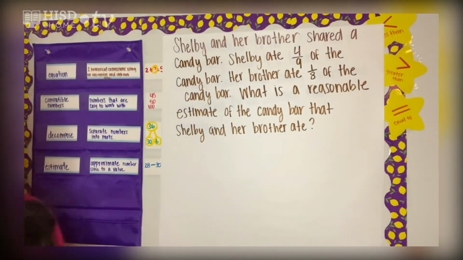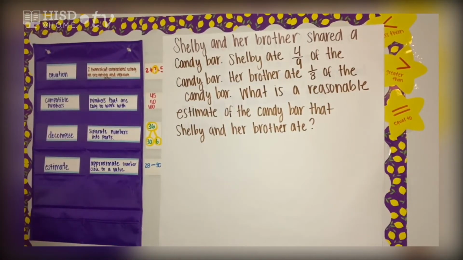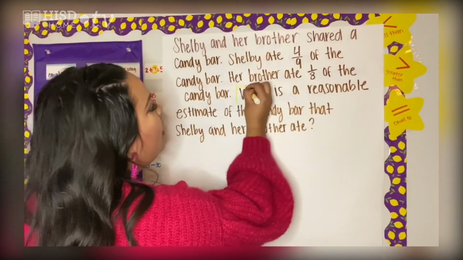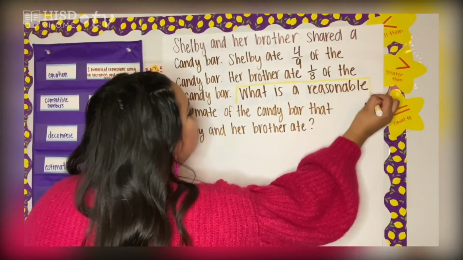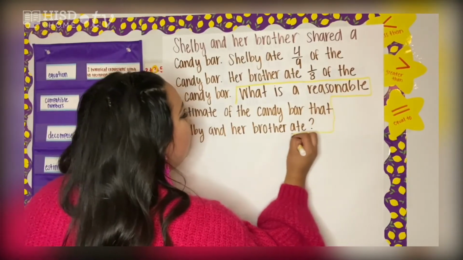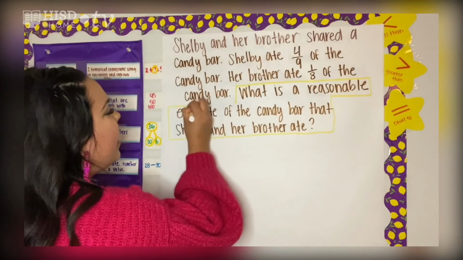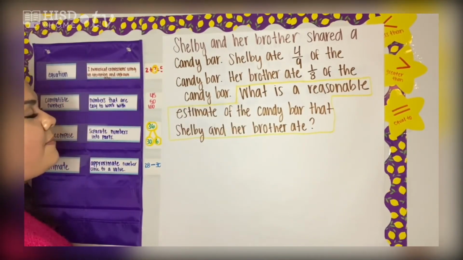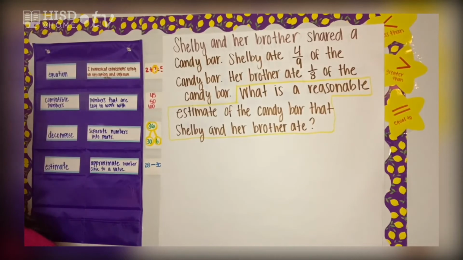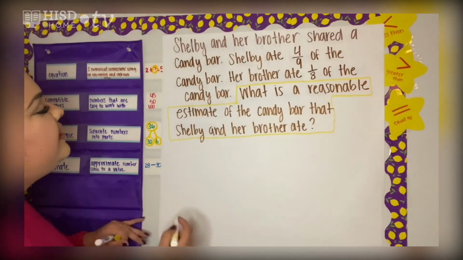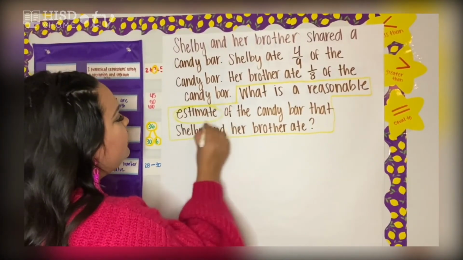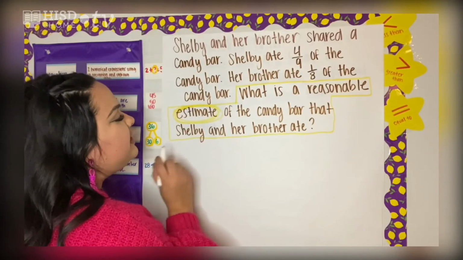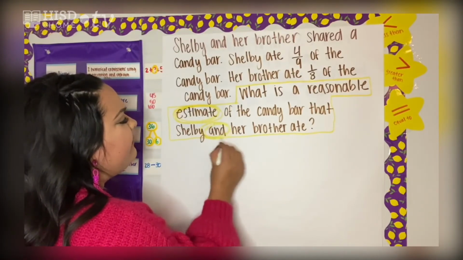All right, guys, so remember strategy number one. We are going to go ahead and box in our question, right? We're gonna go ahead and box in our question. And our question says, what is a reasonable estimate? An estimate of the candy bar that Shelby and her brother ate. So I'm gonna go ahead next and circle or highlight the important information. And so I see that this word estimate is very important. Estimate is important. I see this word and is very important.